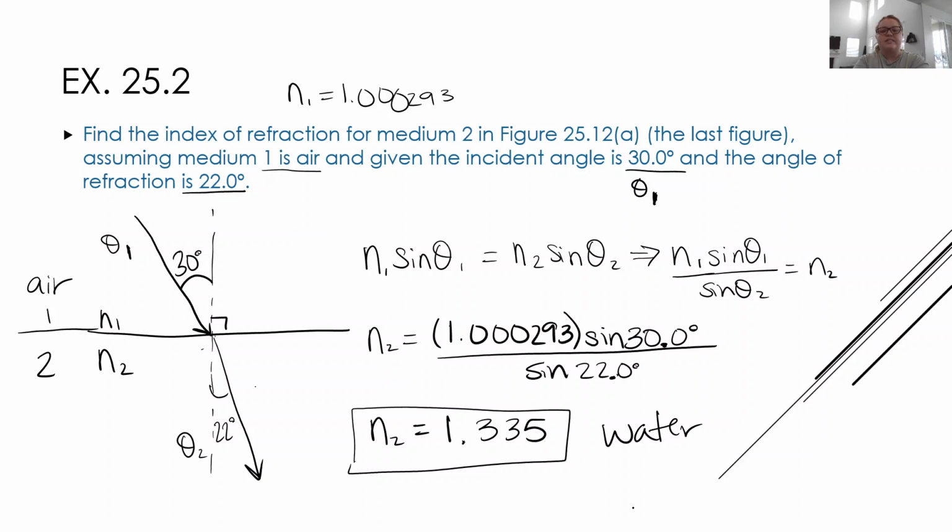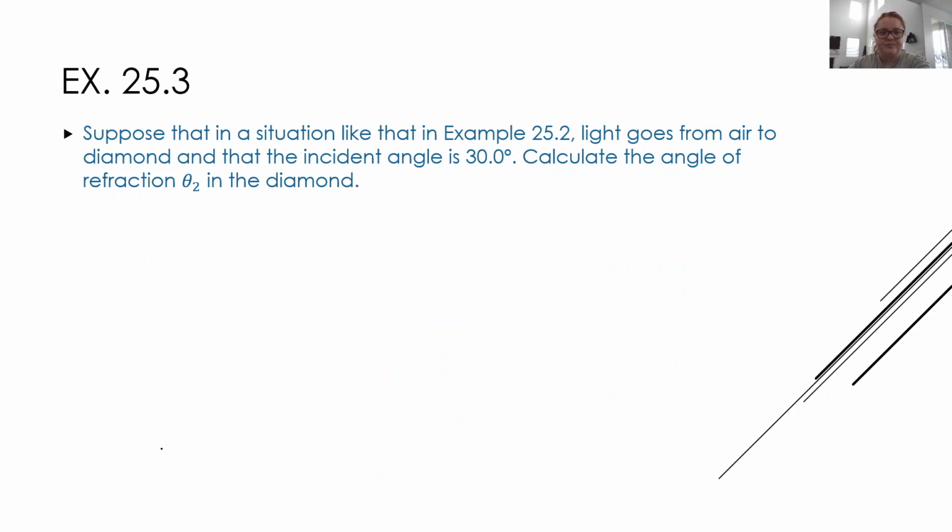So this is the idea of what we will be seeing on the homework and so forth. Given one medium, the index of refraction, and the angle at which it's coming in, find maybe the other index of refraction or the angle at which it changes direction to. All right, let's look at one more example.